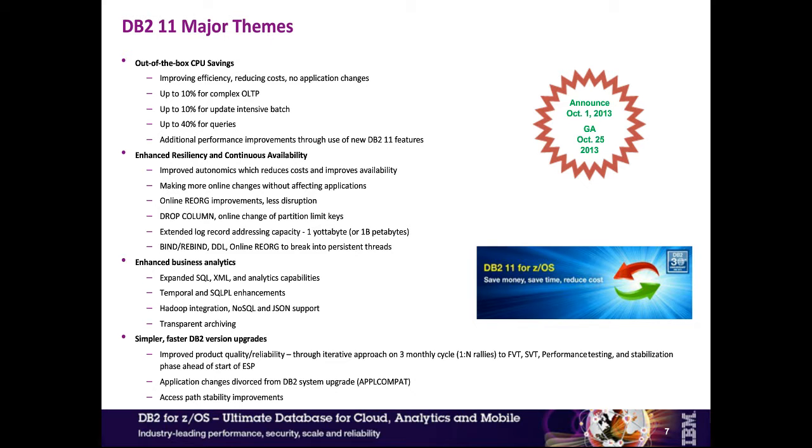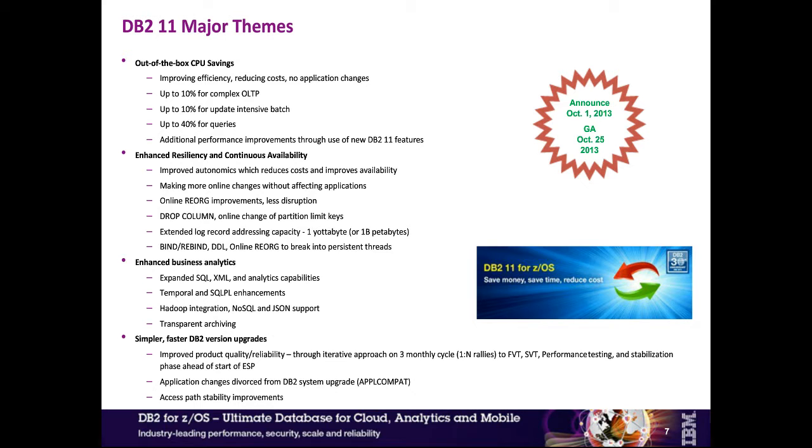The second major enhancement area is enhanced resilience and continuous availability. First of all, what we try to do here is introduce improved autonomics to reduce cost and improve availability. We've also continued the theme in recent releases of introducing more online schema changes without affecting the applications. In other words, changes that are stored in the catalog, and then you run online reorg to materialize those changes. There's a strong set of enhancements in the utilities area, and particularly in the area of online reorg. And we try to make online reorg much less disruptive.